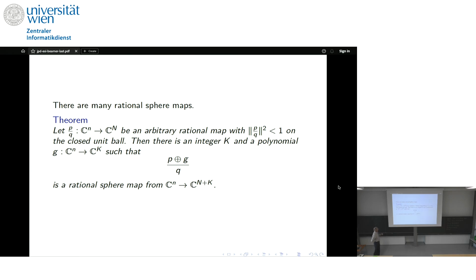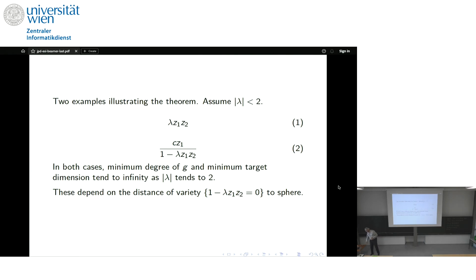Okay? On the other hand, as we'll see in the next slide, two examples illustrating this theorem are sort of trivial, but make the point. Consider the function lambda z1, z2 in the closed unit ball. It maps strictly inside the unit disk if lambda's absolute value is less than 2. So I can find polynomials to make that the first component of a rational sphere map. There is no formula that's independent of lambda. The minimum degree of the example and the minimum target dimension of the example both go to infinity as the absolute value of lambda goes to 2.